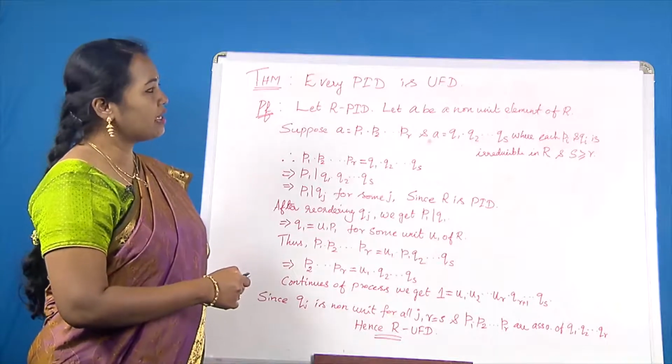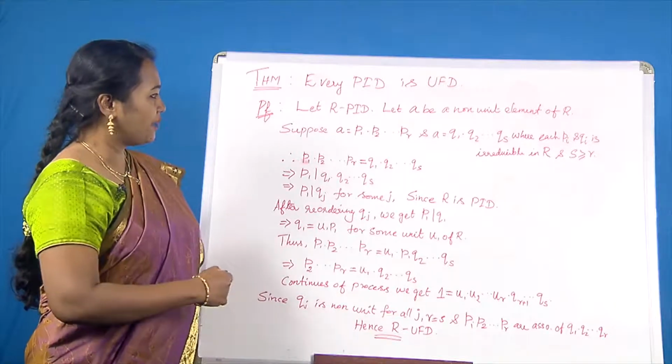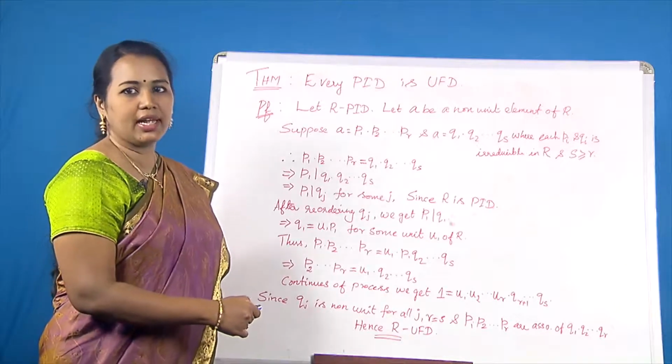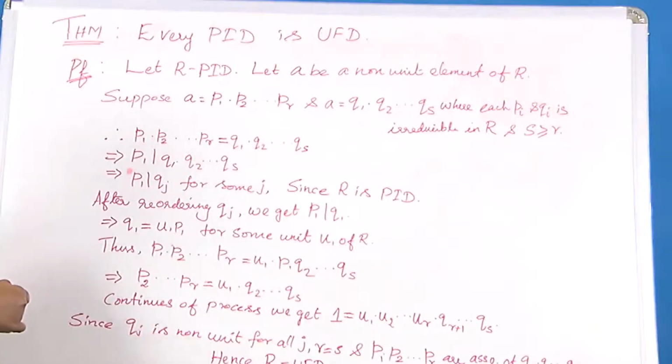Since both of them are equal to A, you can write P1, P2 so on up to PR is equal to Q1, Q2 so on up to Qs. Both of them are equal to A and therefore, we have equated them. Then in this situation, P1 divides Q1, Q2 so on up to Qs. This is because P1 divides Qj for some j, and this is because R is a principal ideal domain. In a principal ideal domain, we know that every irreducible element becomes a prime element, and this is why we are able to say that P1 divides Qj for some j.